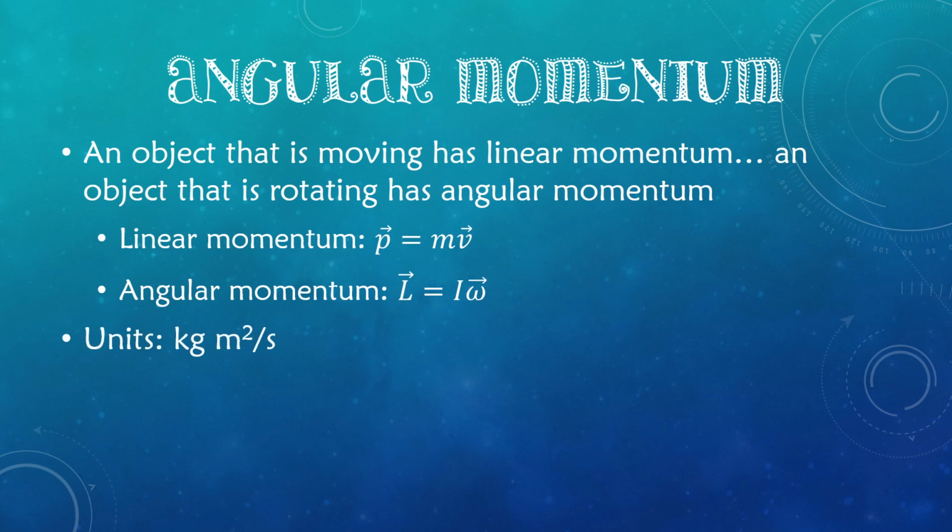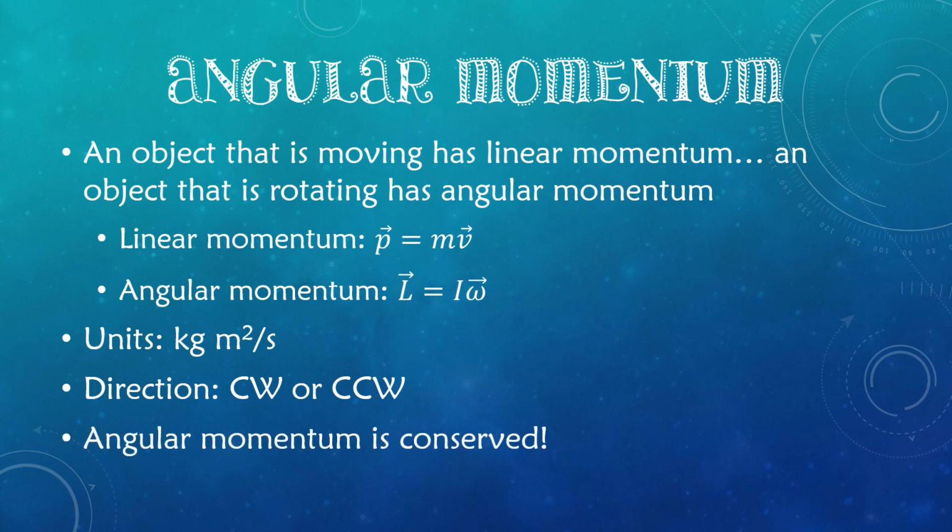The units we can tell from our equation: I has units of kilogram meters squared, and omega is radians per second, and so the units are kilogram meter squared per second. There's a typo here. It should say per second, not per second squared. The direction is either clockwise or counterclockwise, as I've previously mentioned.